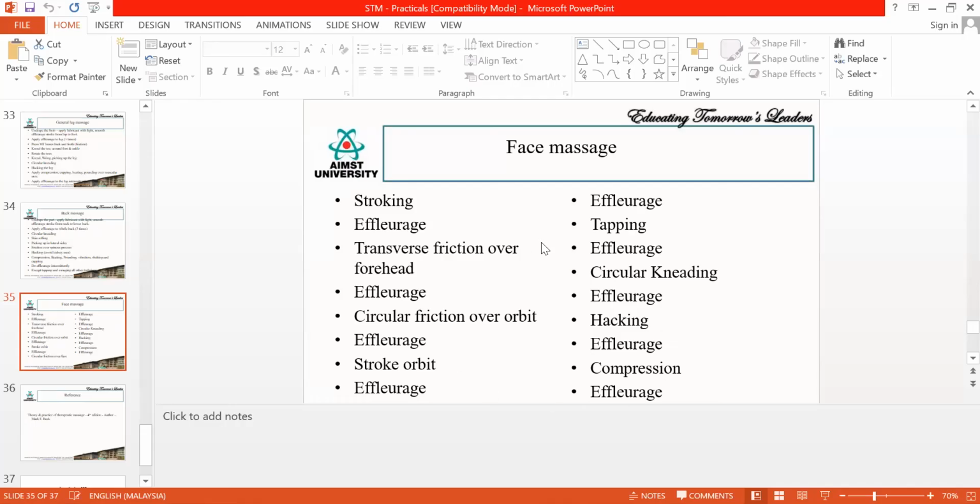So these are the example things I have given here. You can use these examples, but if you feel you want to use some other technique, if it is justifiable or needed for the condition, then you can use it. So this is for your facial massage.